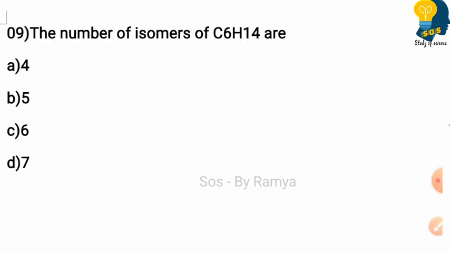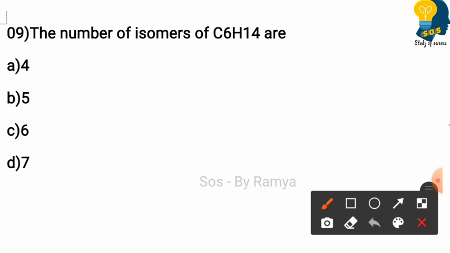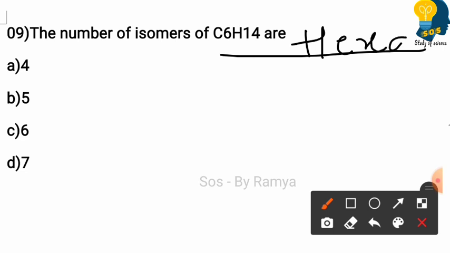The next question is the number of isomers of C6H14. First of all, you should know what C6H14 is. The name of this compound is hexane. Hex means 6, so C6 is there. H14 you can substitute into the formula CnH2n+2, so 100% it is hexane only. Now you have to know how many types of isomer structures you can draw for C6H14. That is very important, so let me draw and show you.